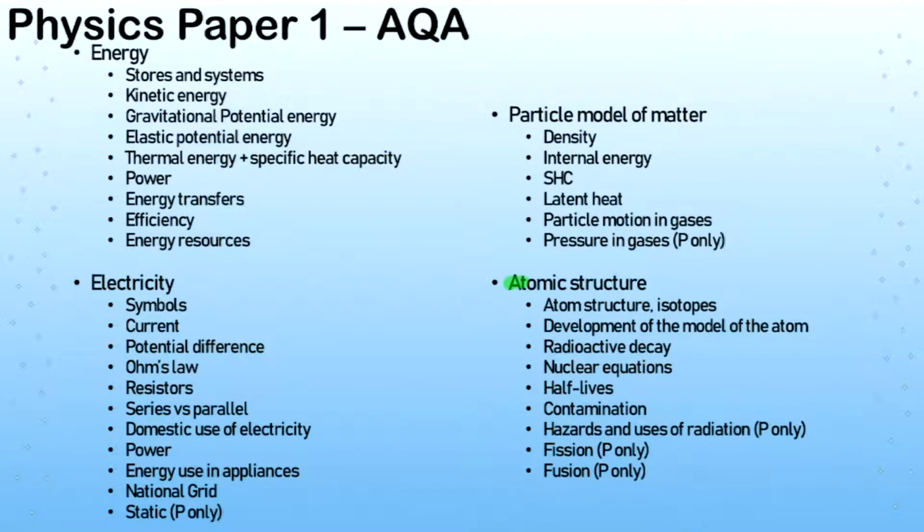Here we're going to be looking at the atomic structure, which is mostly looking at radioactivity really, but we need to look at atomic structure and isotopes and the history of the atom before we can go into what radioactive decay is, nuclear equations, half-lives, contamination, and then finally onto the physics-only part where we look at hazards and uses of radiation, fission and fusion.